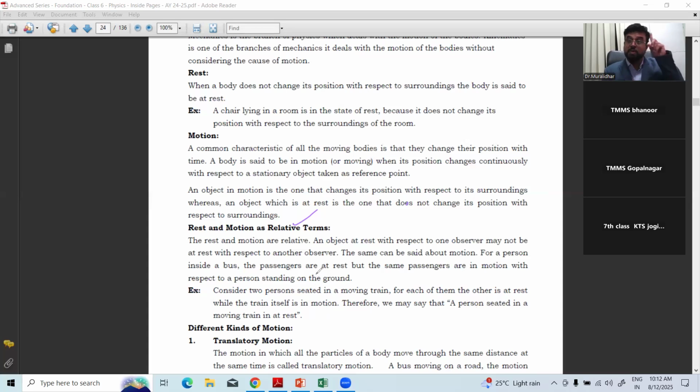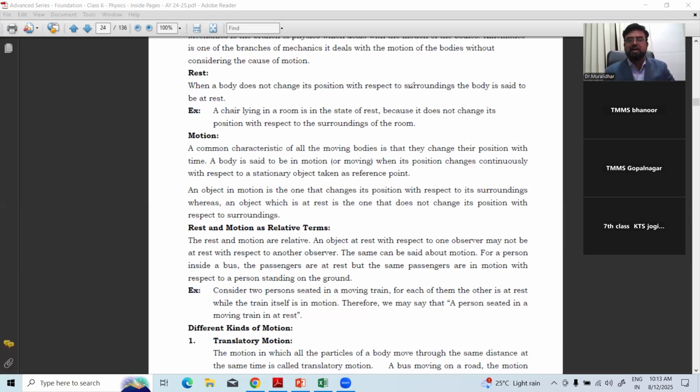Even with respect to Earth, if you see, I am also in motion, because we know Earth is always moving. But with respect to myself, I am at rest. That's why they are called relative terms, comparing terms. Right? So we learn what is kinematics. Kinematics is the branch of physics or mechanics which deals with the motion of a body without considering the cause of motion.